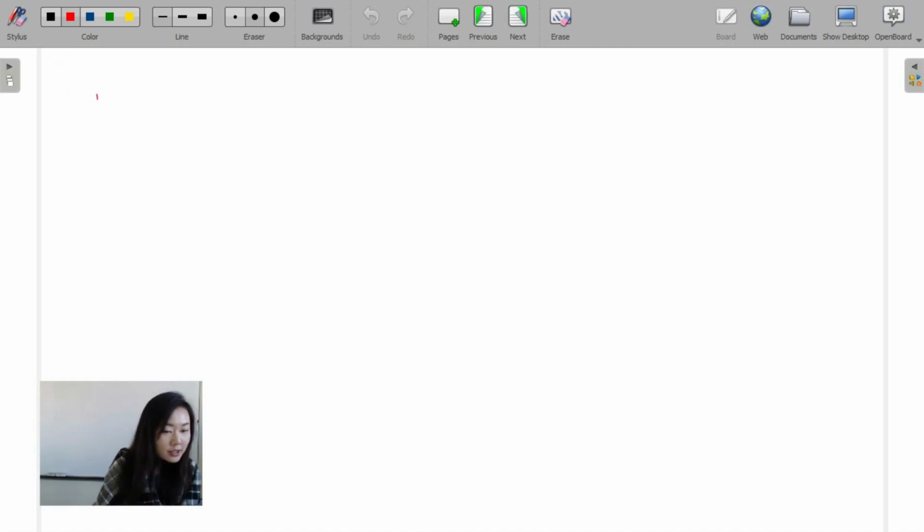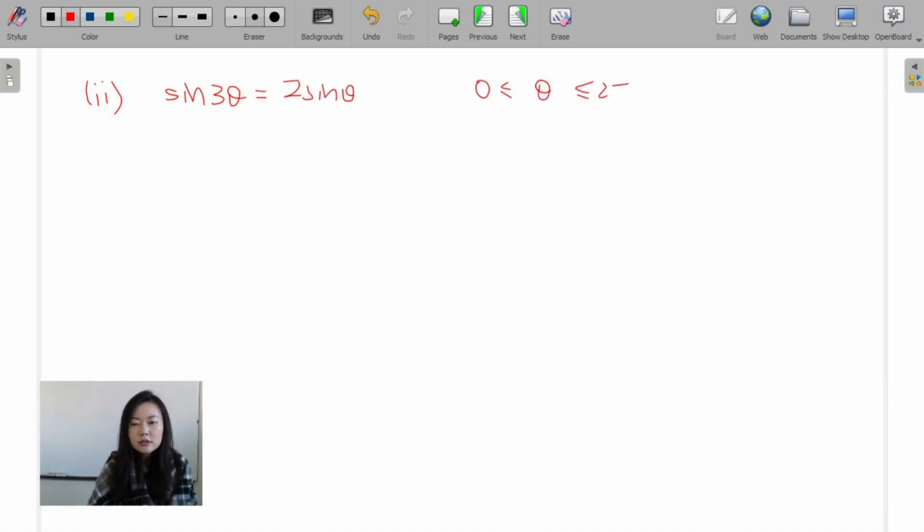Now let's see the solve. It goes: hence solve. Let me just copy the question first. Sine 3 theta equals 2 sine theta, for theta between 0 and 2 pi.